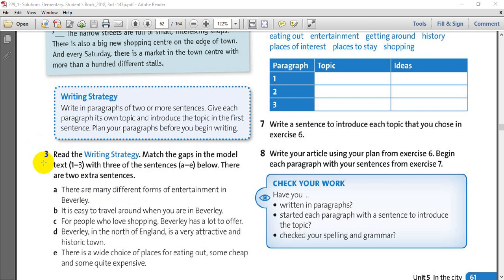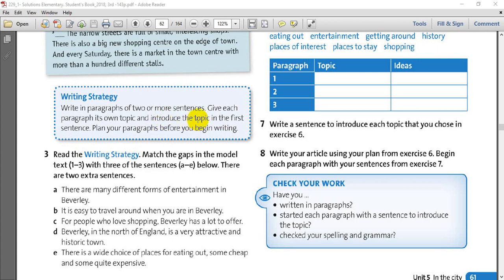Now, number 3, read the writing strategy here. Write in paragraphs of 2 or more sentences. Give each paragraph its own topic and introduce the topic in the first sentence.